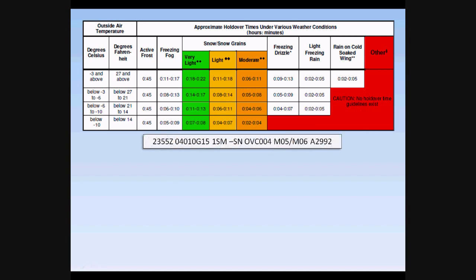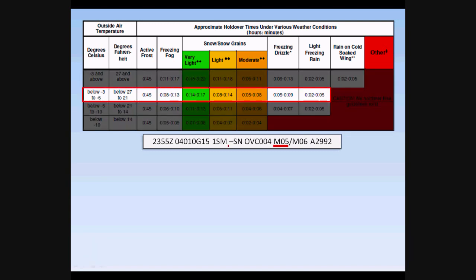The two variables we need to know to determine our valid holdover time are the outside temperature and the type of precipitation. Using reported or observed temperature, we first enter the chart from the left to right, then correlate with the type and intensity of precipitation.